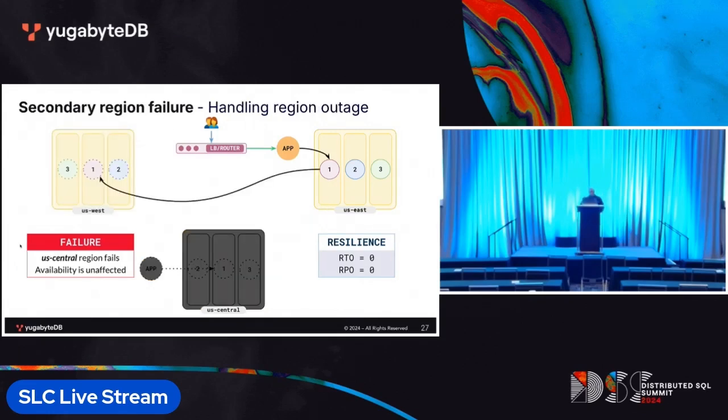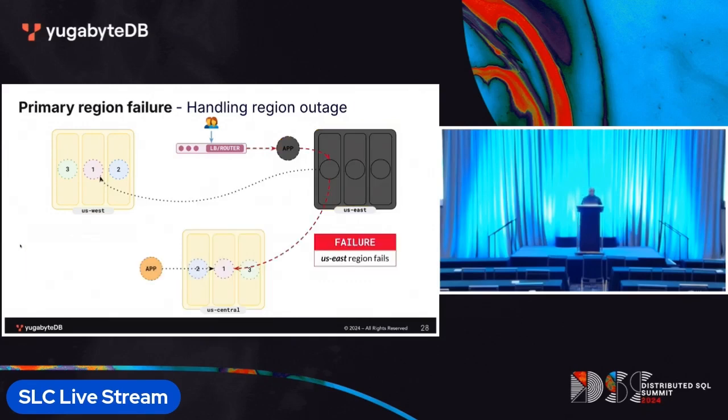Let's consider another scenario where the US Central region fails. Now the replication has to get an acknowledgement from a farther away region as the follower is active only there. So the system continues as usual, but this increases the latency of writes. So there is no data loss and no need for recovery.